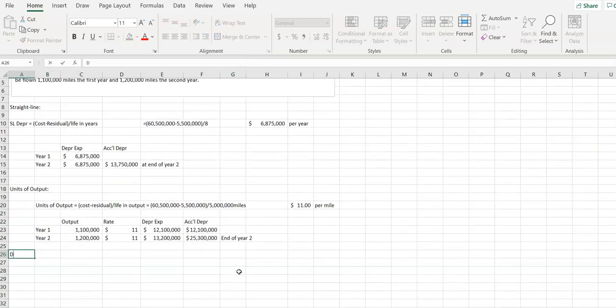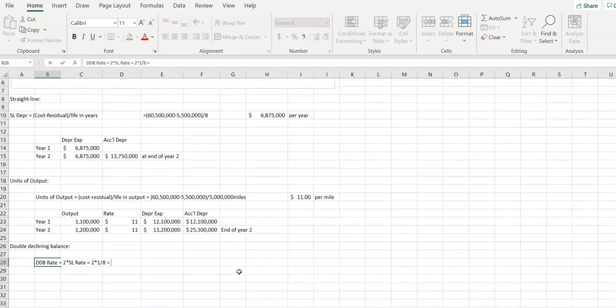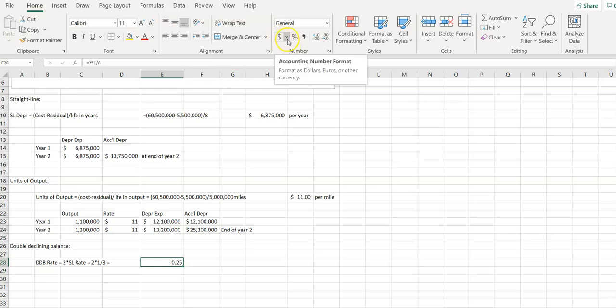All right, and then double declining. All right, now this one, I kind of do have to set the table. It's a little bit easier, but let's figure out the rate. Double declining balance rate equals 2 times the straight line rate. So it's going to be 2 times 1 divided by 8. Right? It has an 8-year life? Yes. 2 times 1 divided by 8, which equals 25%.